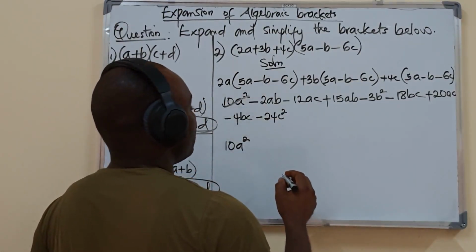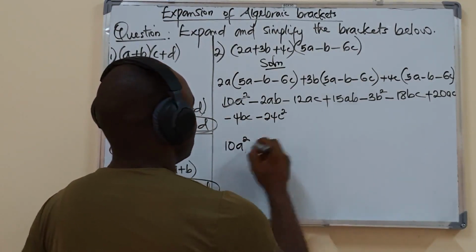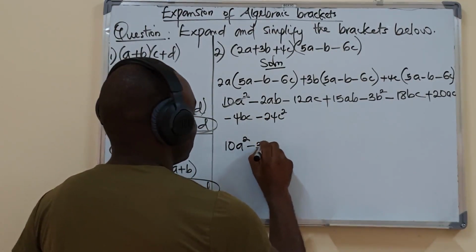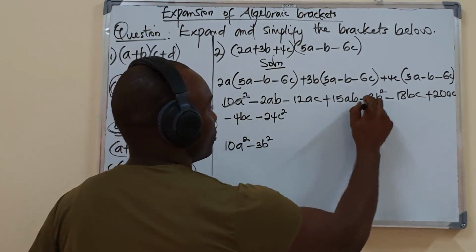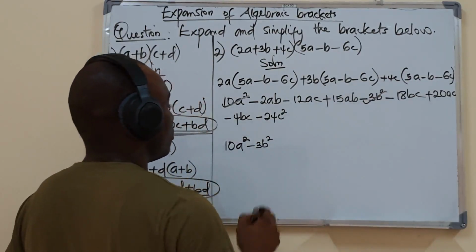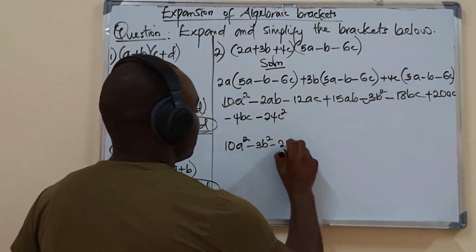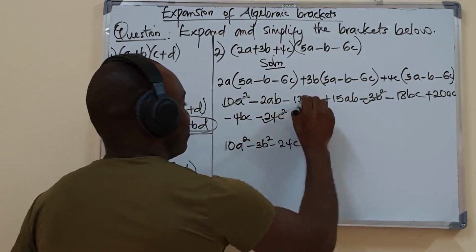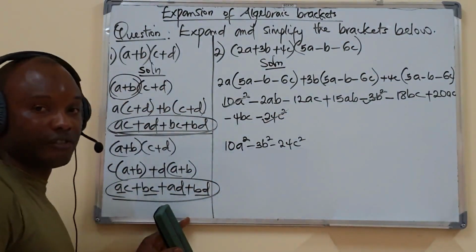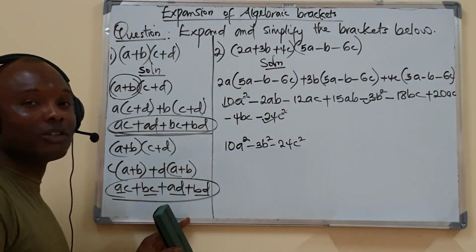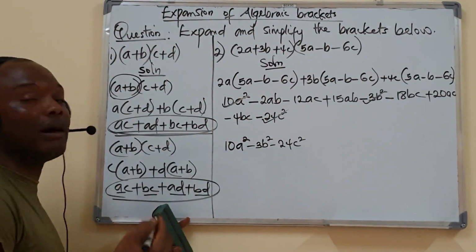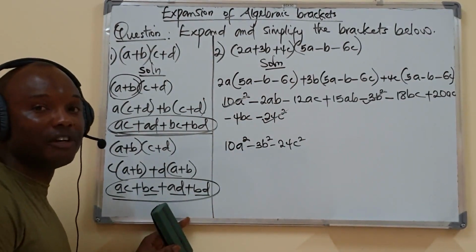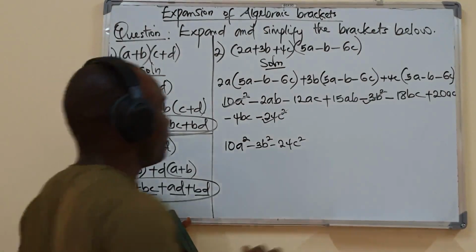Check for the b squared value. We have the b squared here, which is negative 3b squared. I'm done with the b squared. What about c squared? We have negative 24c squared. I've just decided to take over the squares first. The arrangement does not matter as long as you don't tamper with the sign before the variable or before the term. Take note of that.